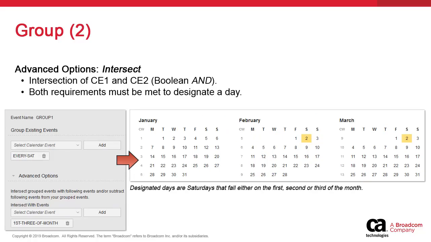Under the advanced options, we find the intersect function, which allows us to designate days that meet both requirements. This is a Boolean AND function. We start with the baseline events, which is every Saturday, and specify an intersect event, in this case, a monthly event which designates the first 3 days of every month. If one of those days is a Saturday, it will be designated. If not, that particular month will be skipped.